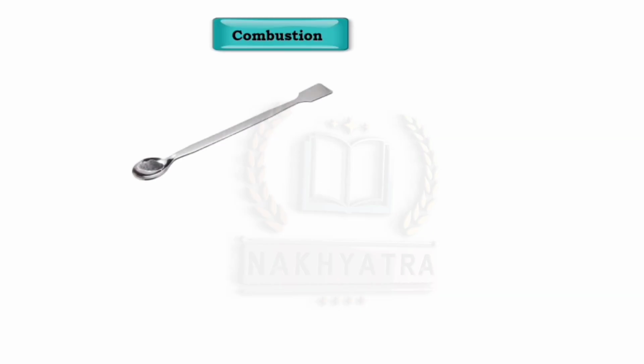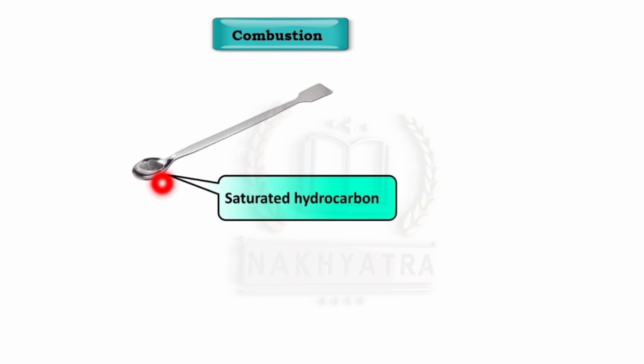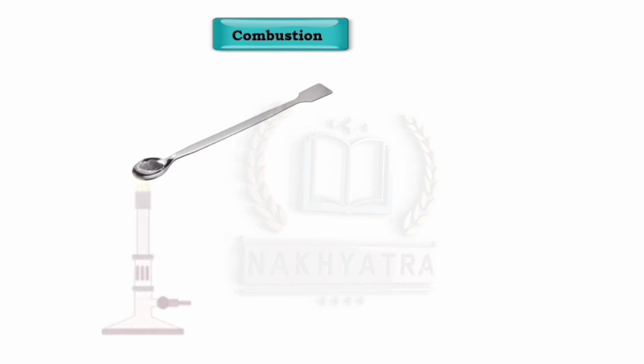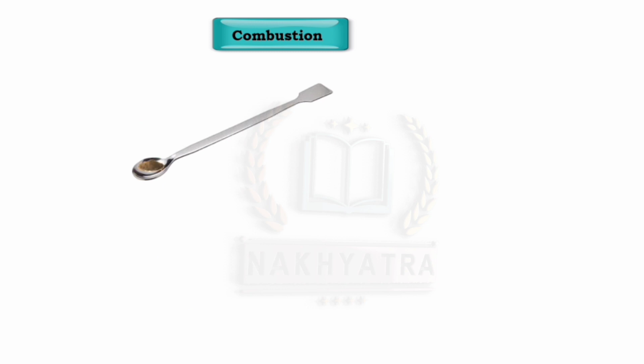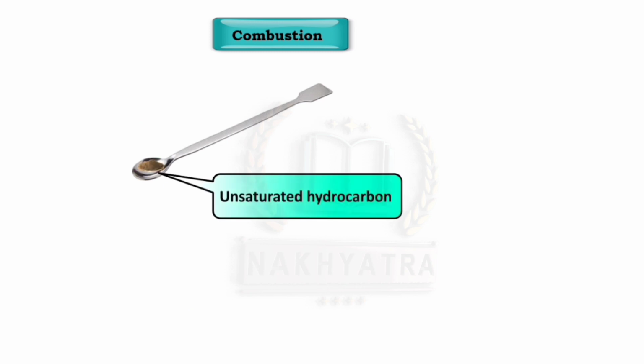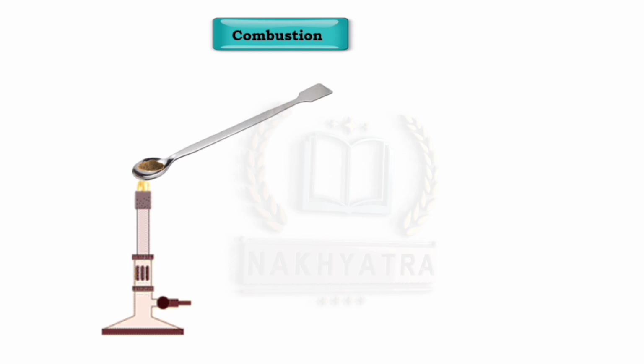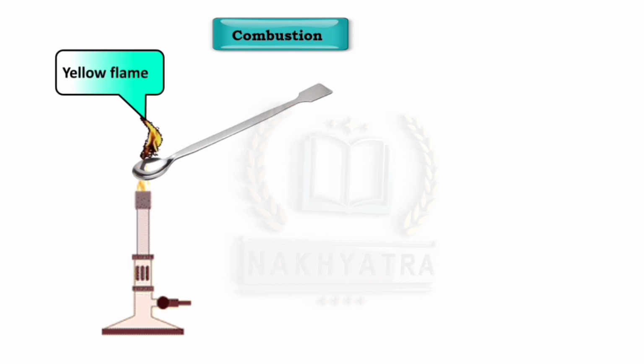Okay, now see combustion. So what happens in combustion? Now in a spatula we took some sample of saturated hydrocarbon. Then we burnt the sample in the flame and we can see that there is a blue flame. Then we took another sample of unsaturated hydrocarbon and burned the compound in the flame. Then we can see that it has a yellow flame.